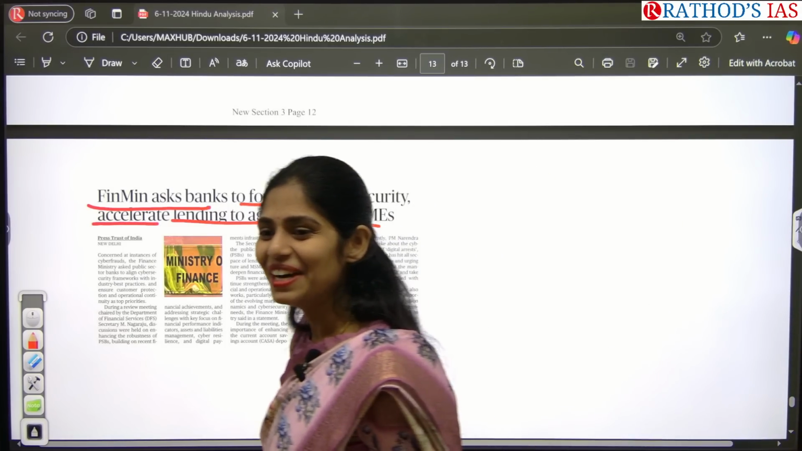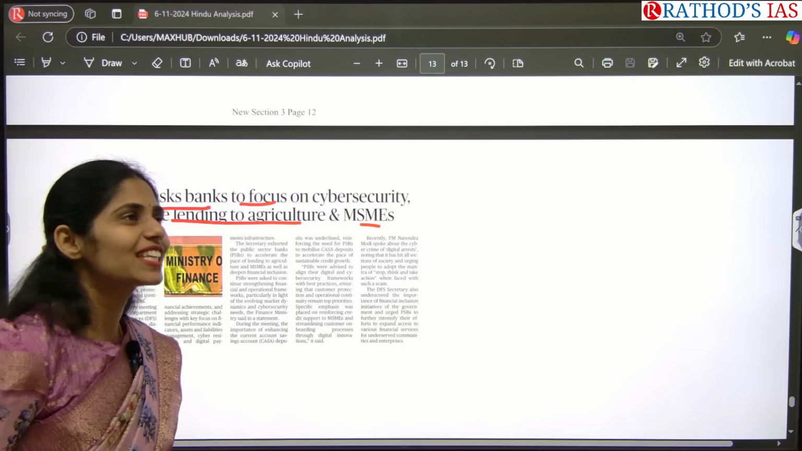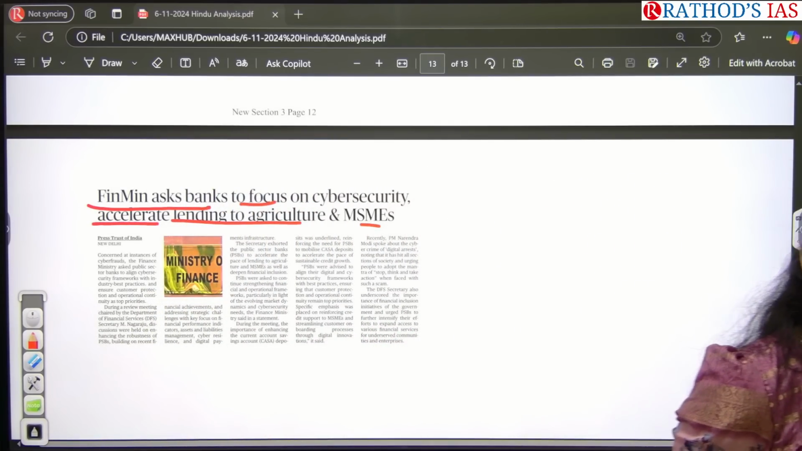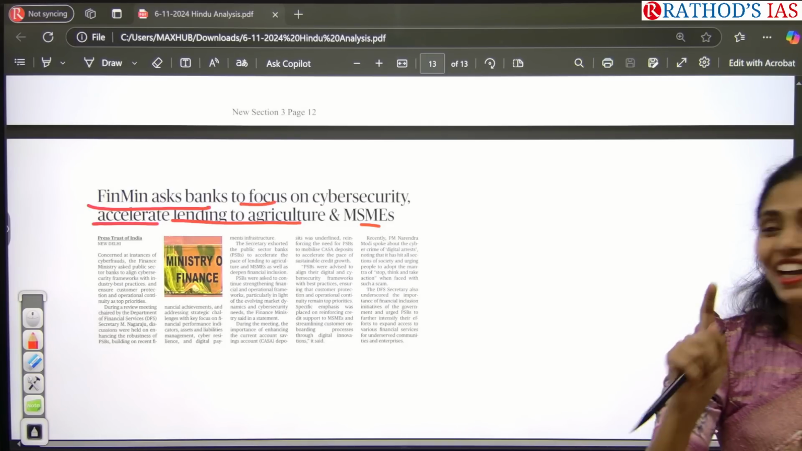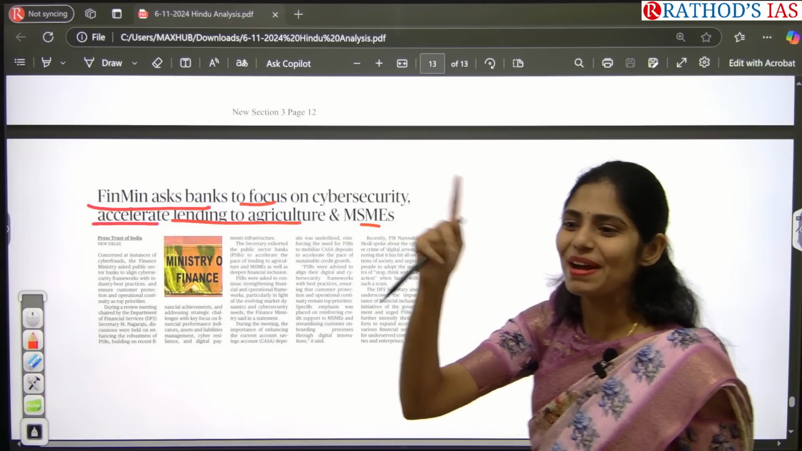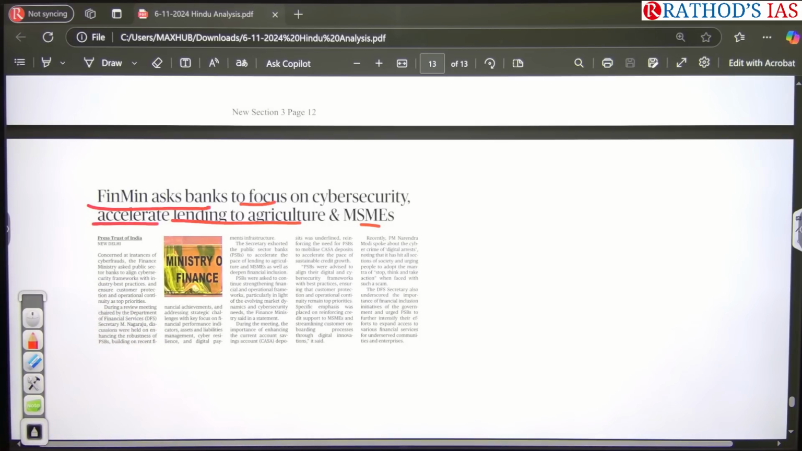Next, what is this priority sector lending? Tell me. Which are the sectors given priority under this priority sector lending? Agriculture. Apart from agriculture and MSME, tell me the list, guys. Very good.